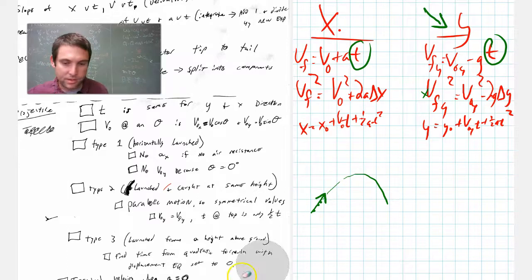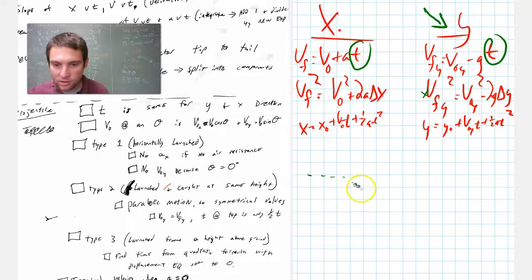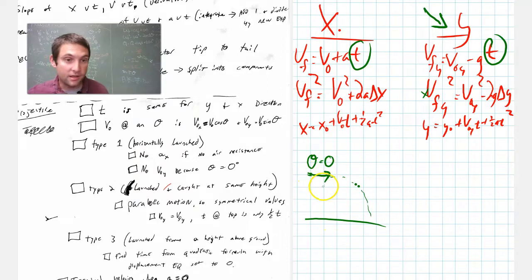There are three different types of projectile motion problems you need to be on the lookout for. The first one is a horizontally launched projectile. With this, remember your launch angle will equal zero. So when you do v naught sine theta, if theta equals zero, then there is zero velocity, because sine of zero is zero. So there's zero velocity in the y. All of your velocity is in the x.